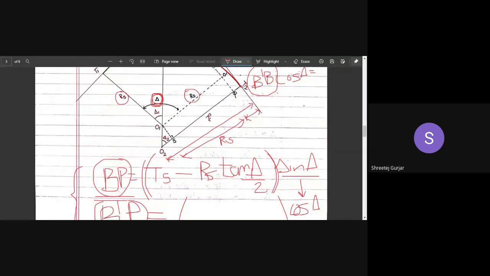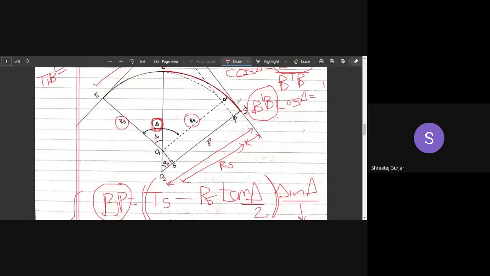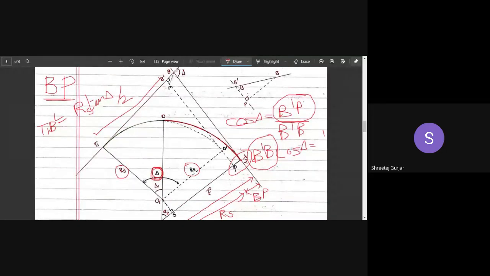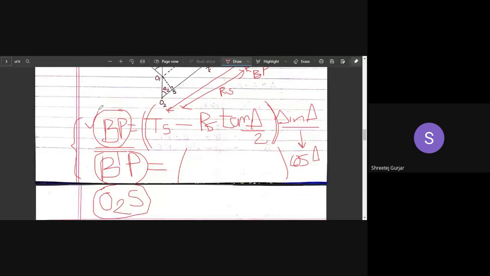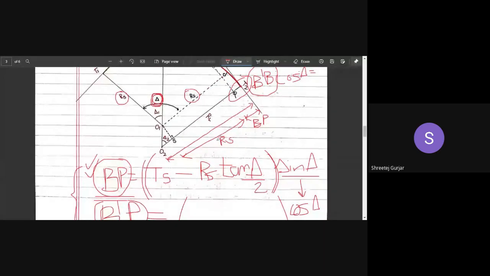What is this particular length? QT2 is nothing but BP, right? This line BP is perpendicular, and it is the same as this length. T2Q is nothing but BP, and BP we have already calculated. RS, the radius of the shorter curve, will be given to us. If you minus these two from the total length, you will be left with O2S.